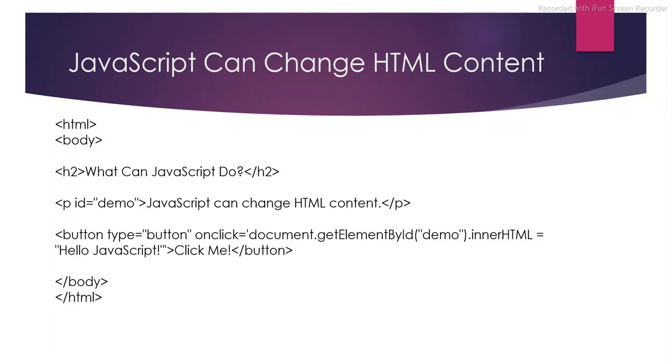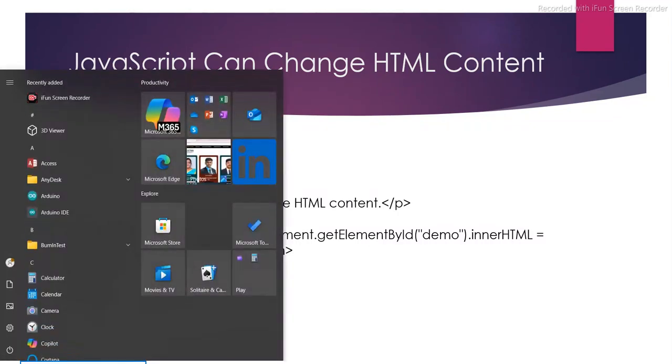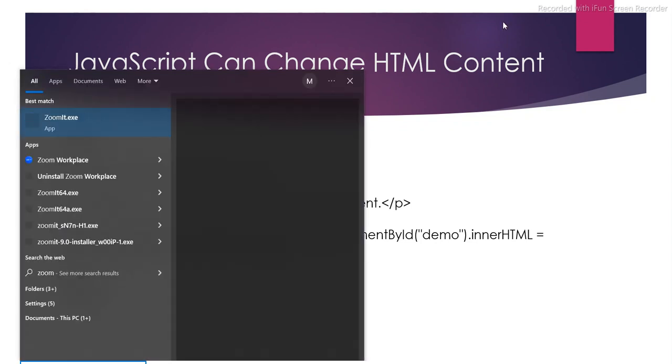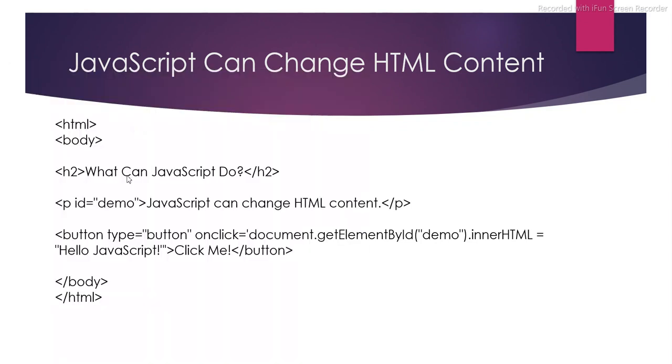This example shows you a very simple basic example. This is a normal H2 tag, where I am giving some title, what can JavaScript do. This is my paragraph tag, the p tag. I am giving id equal to demo, and I am giving some content inside the paragraph tag.